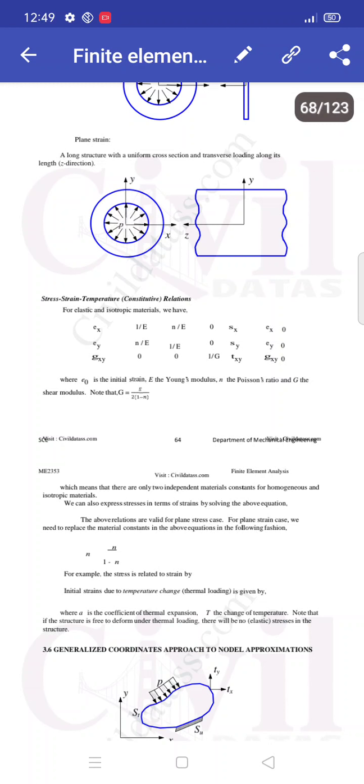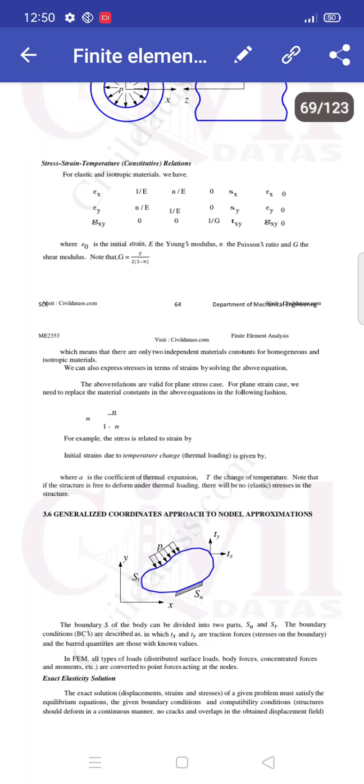Which means that there are only two independent material constants for homogeneous and isotropic material. We can also express stresses in terms of strains by inverting the above equation. The above relations are valid for the plane stress case. For the plane strain case, we need to replace the material constants in the above equation in the following fashion: E by E by (1 minus ν square), and ν by ν by (1 minus ν).